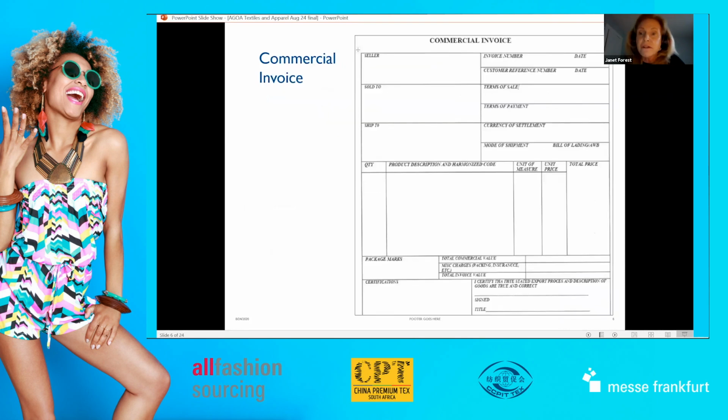This is the commercial invoice. US Customs does not require a particular format for the invoice, but this is a good example of the kinds of things that they need to know. And once again, you can see that the product description is important, and with the harmonized code. And unit of measure, unit price, and then the total price. And price really refers to the price for export to the US.